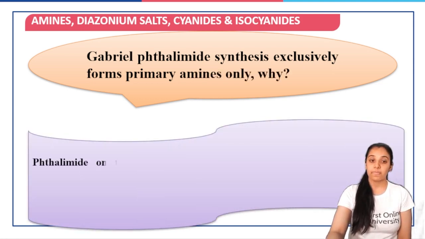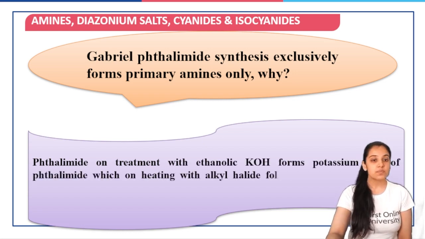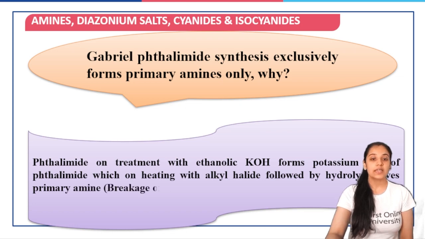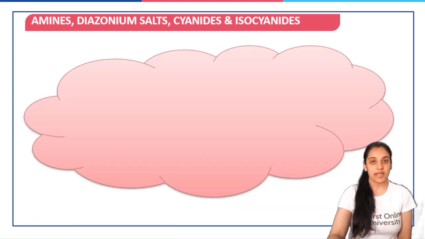Why? Phthalimide on treatment with ethanolic KOH forms the potassium salt of phthalimide, which on heating with alkyl halide is followed by hydrolysis to give primary amine, that is breakage of two amide bonds takes place.